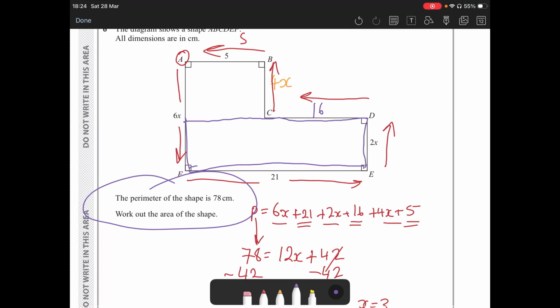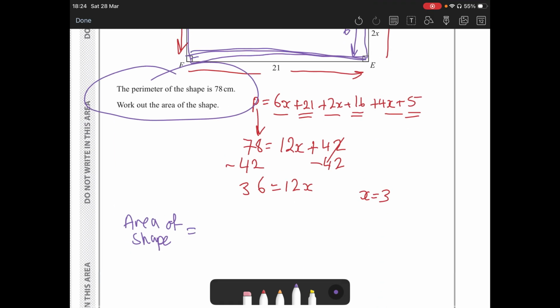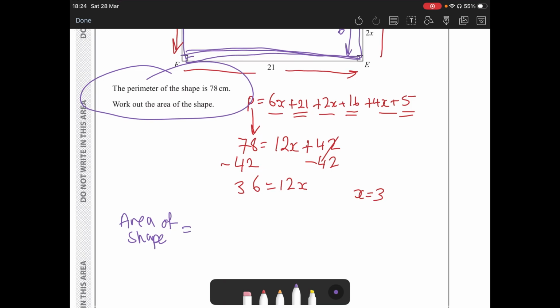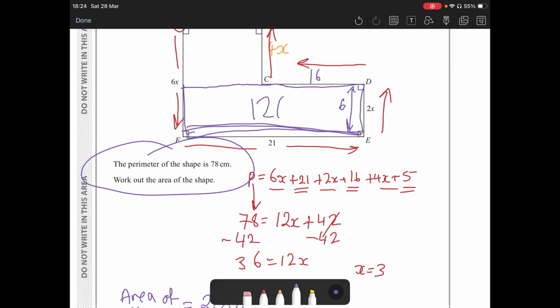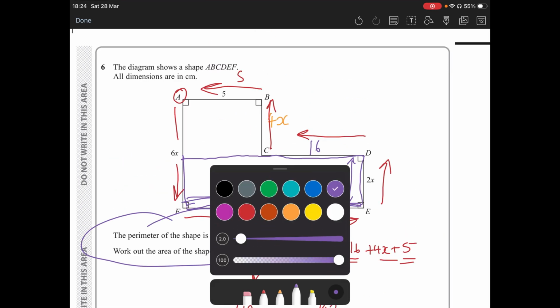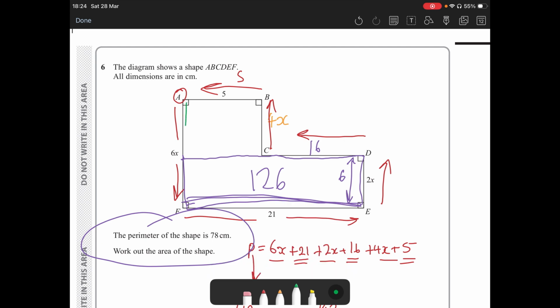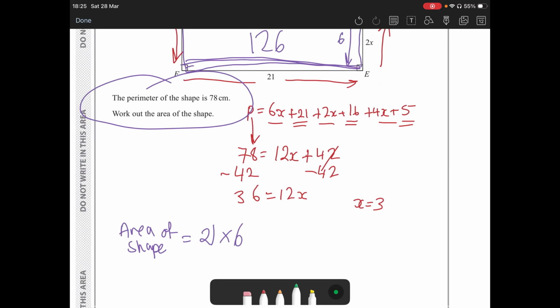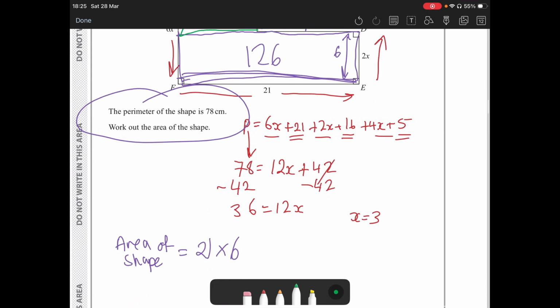Since we now know x is 3, the height of this rectangle is 6, but the width is 21. So the purple rectangle is going to be 21 times 6, which is, in my calculator, 126 centimeters squared. And we'll do something similar now for the rectangle on top. So this one here, be really careful. The width is 5, but the height is 4 lots of x. So 4 lots of 3, 12. So again, that's going to be 5 times 12, which is 60.